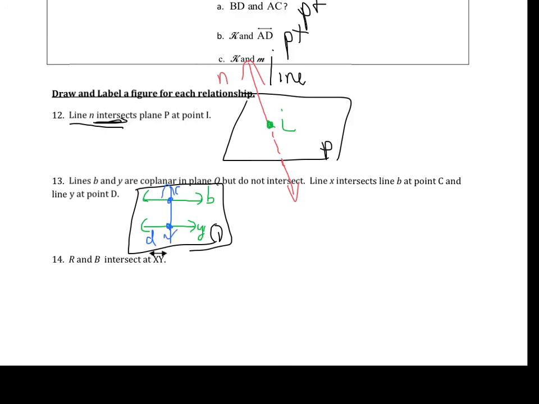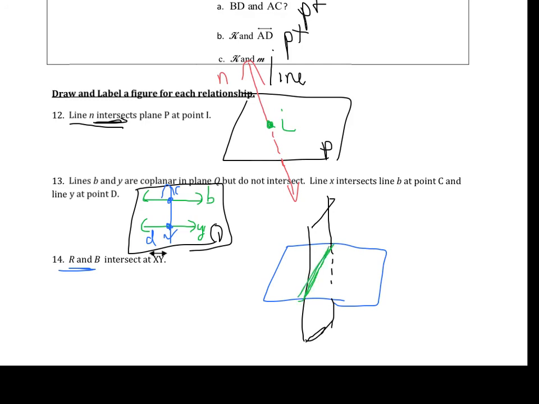And last but not least, R and A intersect at XY. That is two planes. So once again, we can draw one plane. We can draw two planes. They're just going to intersect right here. So that's going to be XY right there.